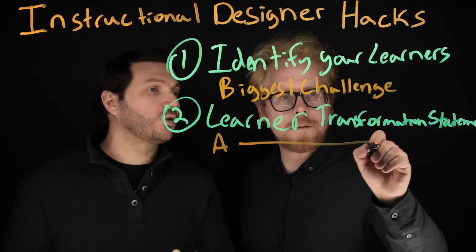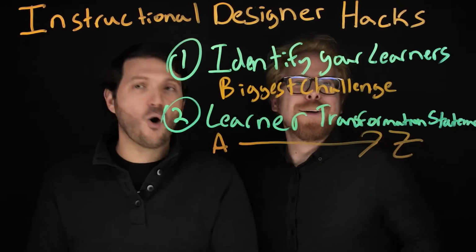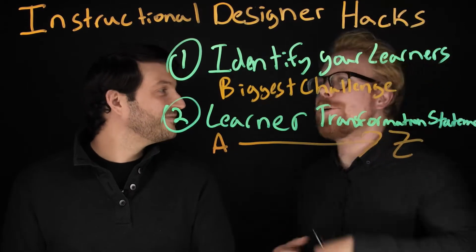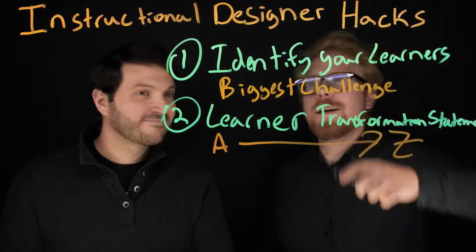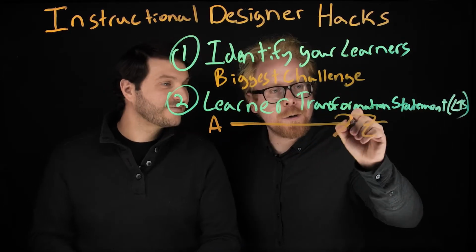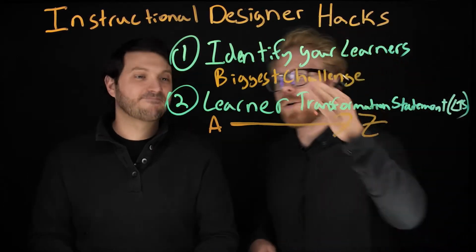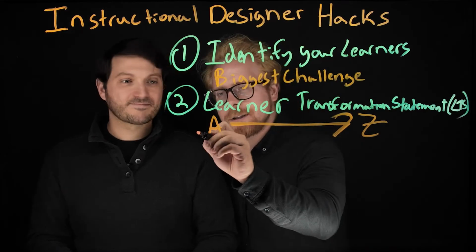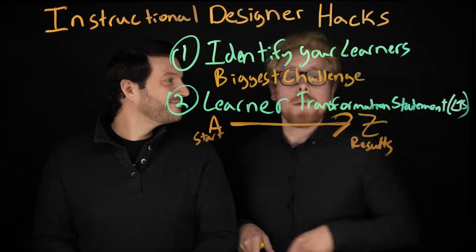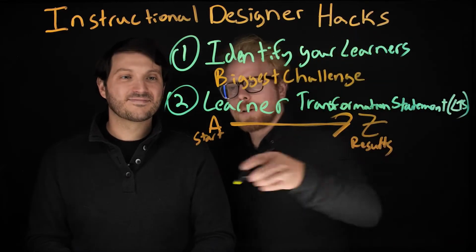Johnny, break it down into a visual format, my friend. Boom. So basically, when you are designing a course for a client or for yourself, or however you're doing it as an ID, once you know who your learners are, you need to know what their journey is, and that's what their learning transformation statement is. Once you know their A to Z journey, A is where they start, Z is where the results they get from the course, then you can build that beautiful module, which is number 3.